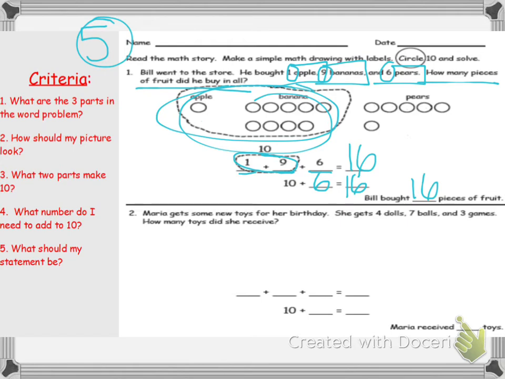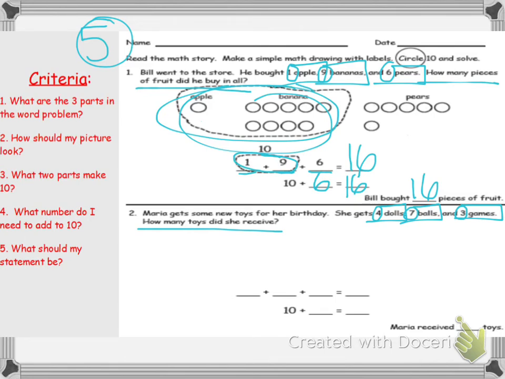All right, so it says Maria gets some new toys for her birthday. She gets 4 dolls, 7 balls, and 3 games. How many toys does she receive? I'm going to read it again. Maria gets some new toys for her birthday. She gets 4 dolls, 7 balls, and 3 games. How many toys did she receive? All right, guys, get your pencil. Let's do cubes.